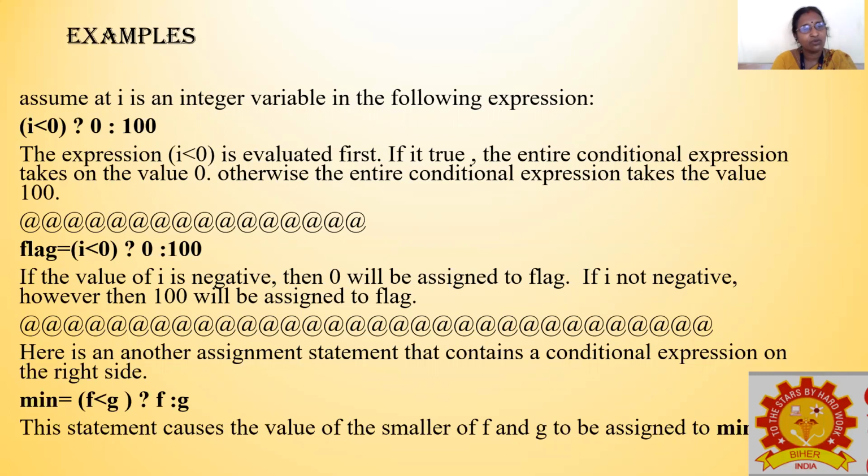If i is less than 0, then 0 will be the result of expression 2, that is 0. 0 will be the result of flag, or else 100 will be the result of flag.